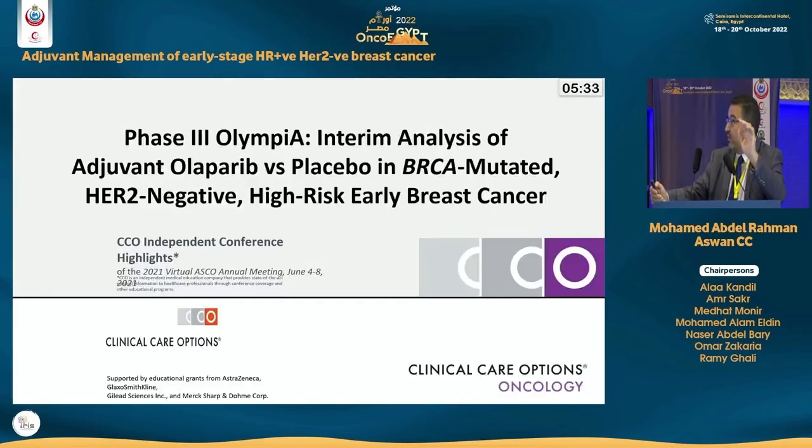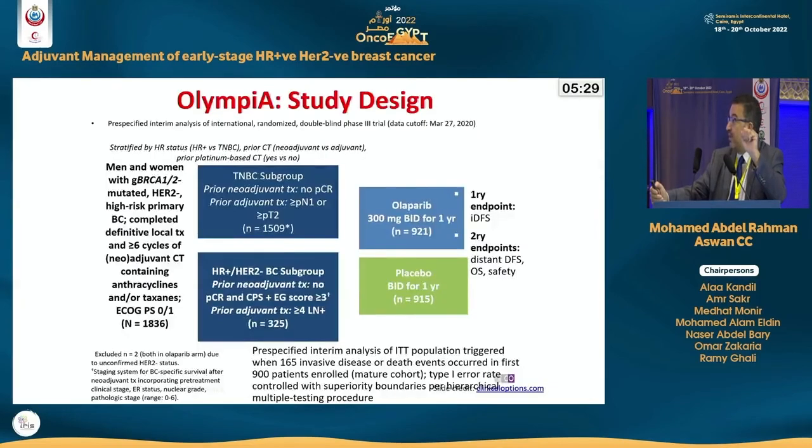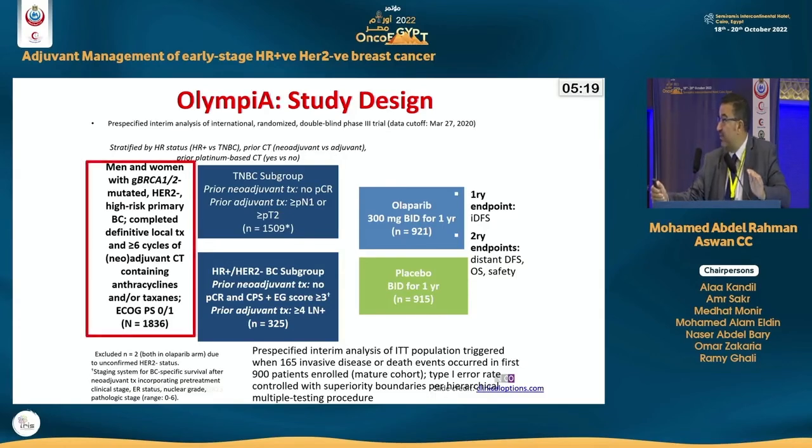The OlympiA study evaluated the role of adjuvant olaparib in germline mutant BRCA1 or 2 patients. We have triple negative and hormone receptor positive HER2 negative. So if you have a high-risk patient with hormone receptor positive HER2 negative disease, please test for germline BRCA mutation. Whenever possible, you can give olaparib, as the study is positive not only in triple negative patients.